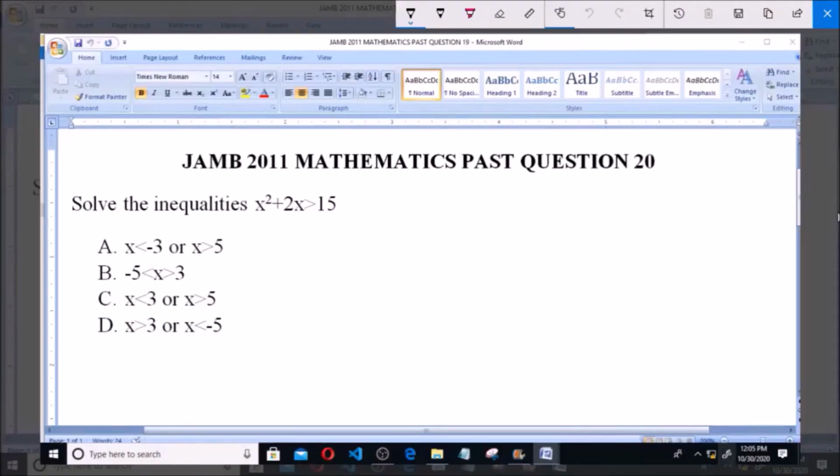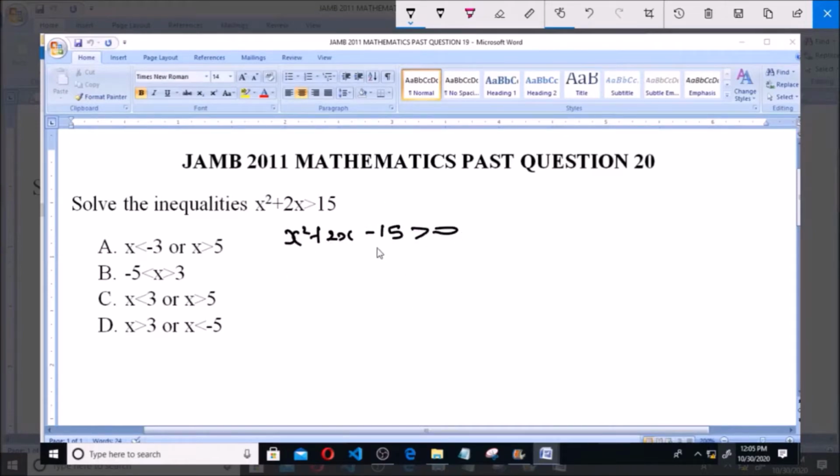I'll be answering JAMB 2011 Mathematics Past Question 20. Solve the inequality x squared plus 2x is greater than 15. Now, x squared plus 2x is greater than 15. This can be written as x squared plus 2x minus 15 is greater than 0.